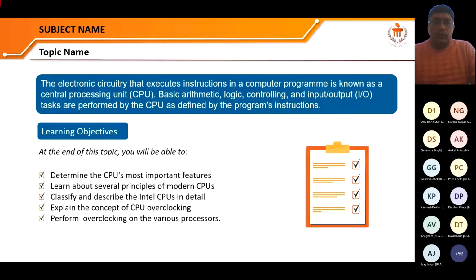So, what are the learning objectives? The learning objectives of this topic are to determine the CPU's most important features, learn about the several principles of modern CPUs, classify and describe Intel CPUs in detail, explain the concept of CPU overclocking, and perform overclocking on various processors. These are the things we are going to discuss today.